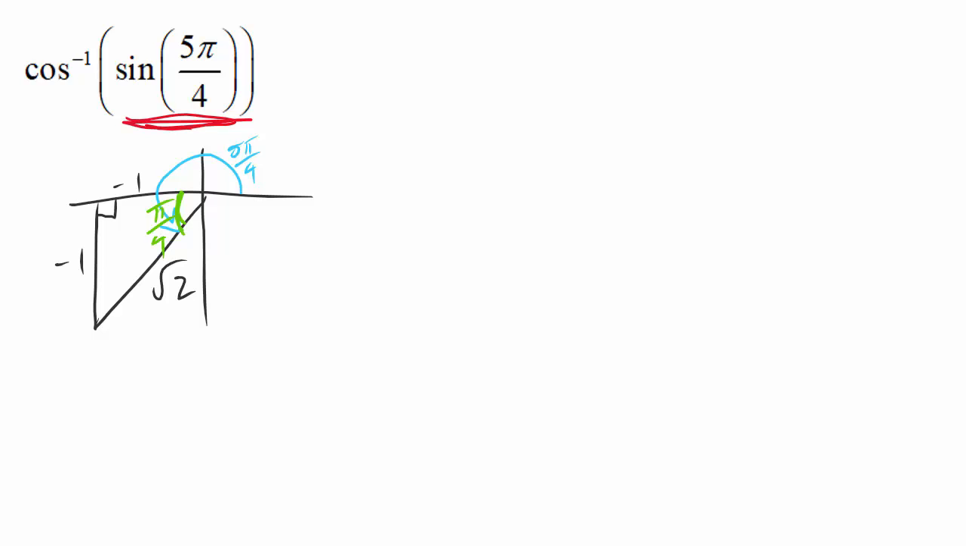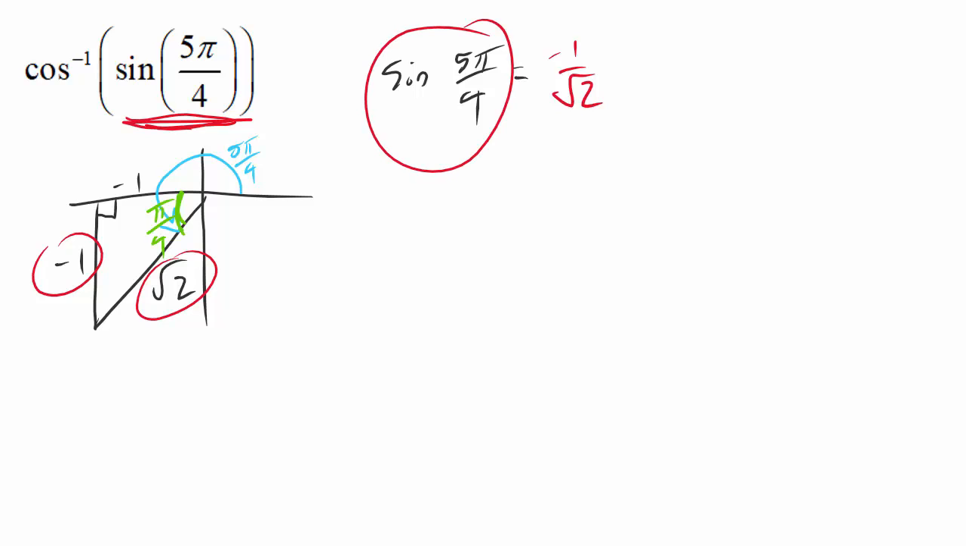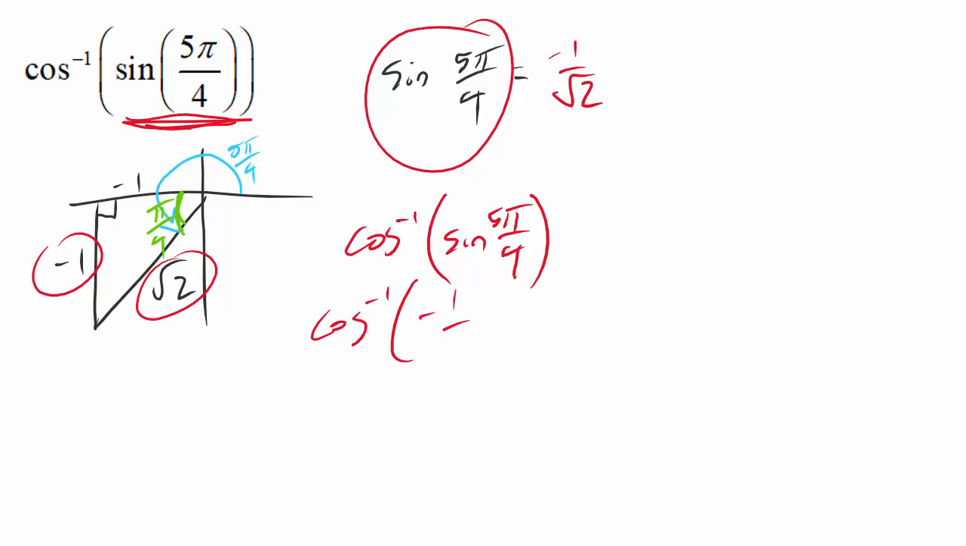So looking at the sine of 5 pi over 4, that sine is the opposite over the hypotenuse, so that's going to be negative 1 over radical 2. Right, so that's our sine of 5 pi over 4 taken care of, but remember we wanted the inverse cosine of that sine of 5 pi over 4, which means we're looking at the inverse cosine of negative 1 over the square root of 2.